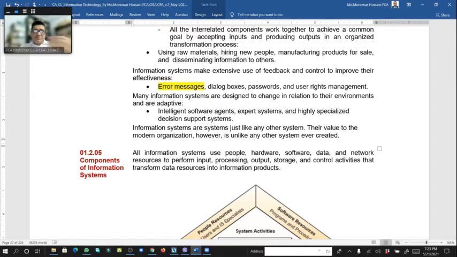So these are also part of a system: many information systems are designed to change in relation with the environment, and they are adaptive. And intelligent software is an expert system and a highly specialized decision support system. An information system is just like any other system. Their value to the modern organization, however, is unlike any other system ever created. So all are systems; information system also is a system.